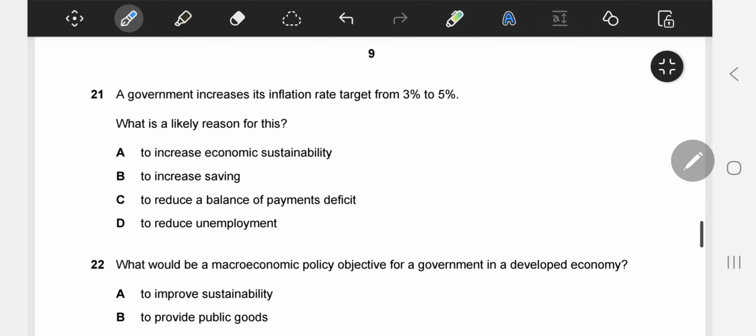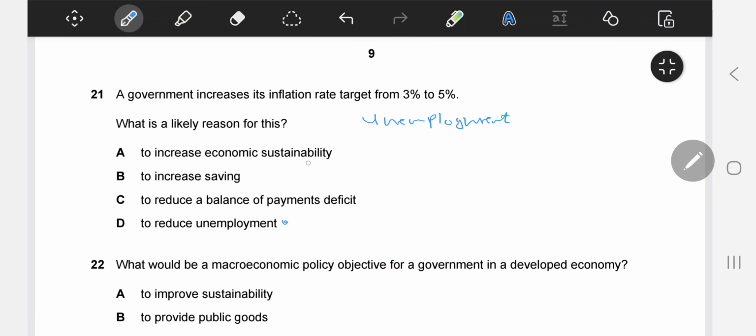All right, let's move on to 21. A government increases its inflation rate target from 3% to 5%. So the inflation target has increased. What is the likely reason for this? I'm thinking unemployment as quickly as I can here because unemployment is a trade-off with inflation. And I'm just going to put a dot here and go through the others.